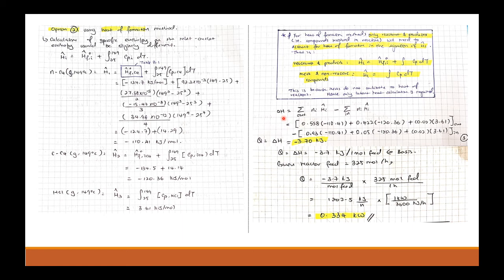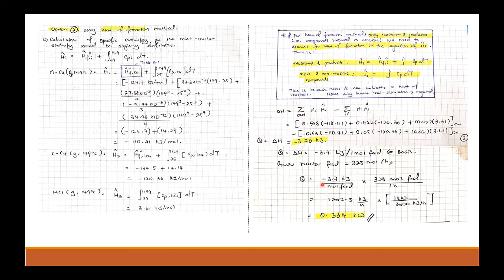So delta H, again, put everything in. You have your N1 multiplied by H1, N2 multiplied by H2, N3 multiplied by H3, and so on and so forth, for the inlet and outlet. That gives us delta H of negative 3.7. So the value from the second method is the same as the first method.